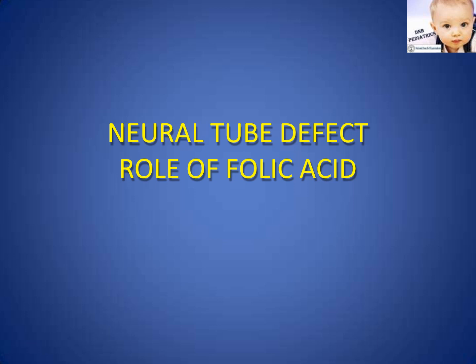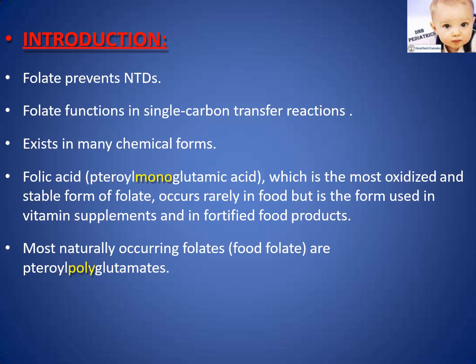We used to tell that if you are not giving a sufficient amount of folic acid during pregnancy, the child may get neural tube defects or open neural tube disorders. Today we are going to see how it develops. Folate, we used to tell, will prevent neural tube disorders. Folate functions in single carbon transfer reactions. Actually, its main function is helping the single carbon transfer reaction.